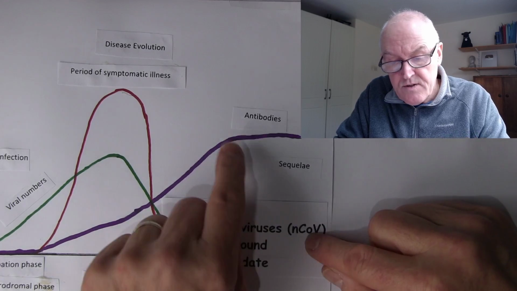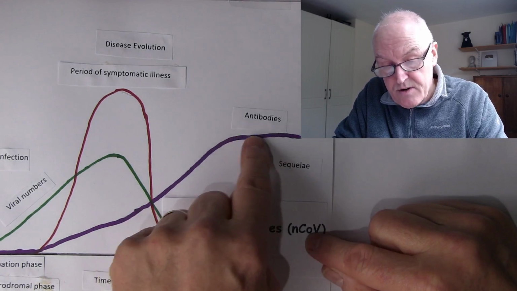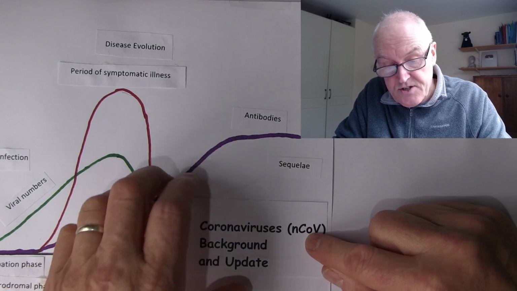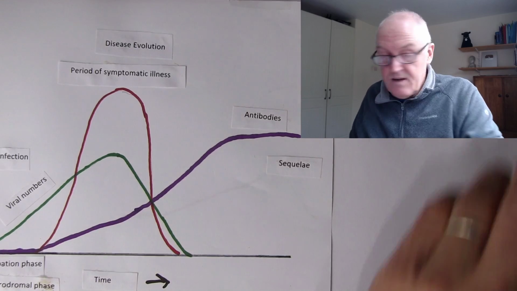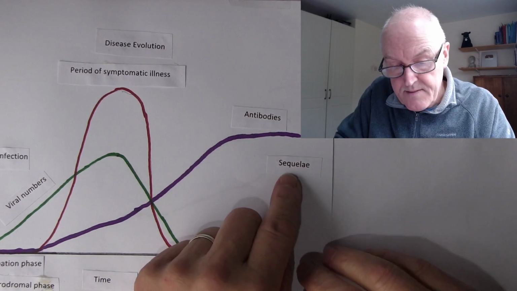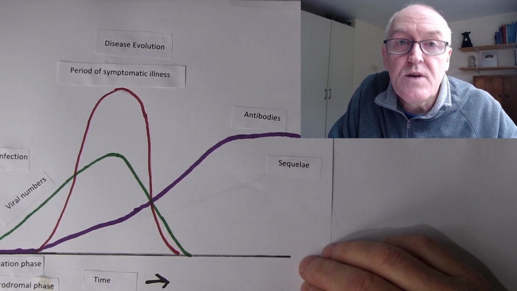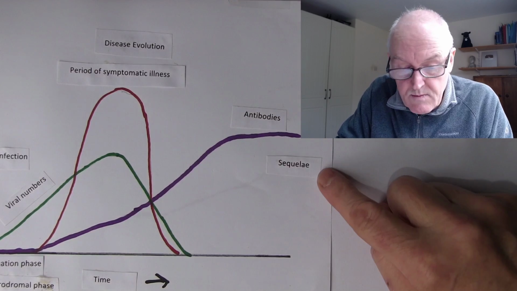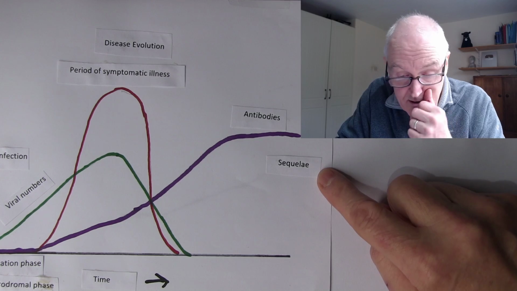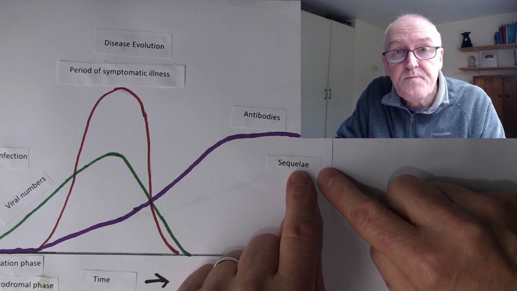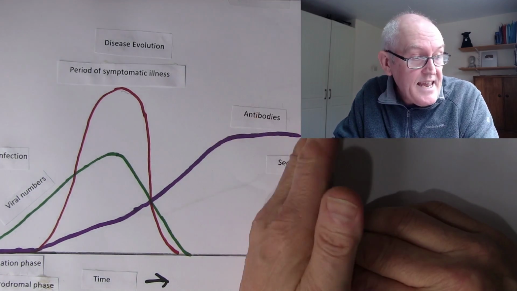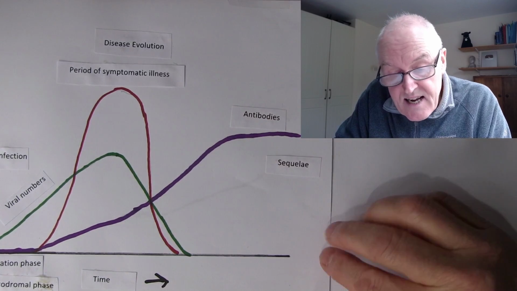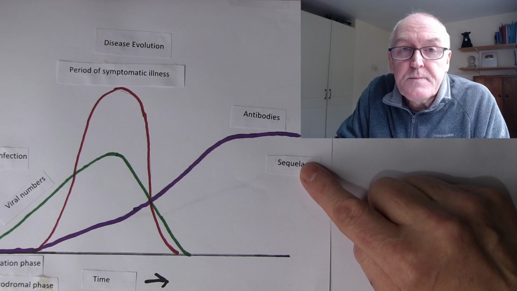So after the illness, the antibodies are going to be high, so we're not going to get the infection. But there can be what we call sequelae. So a sequel is something that comes after, isn't it? A prequel comes before, a sequel comes after. So there can be sequelae from the infection. A sequelae is any after effect that you might get after the infection has resolved.